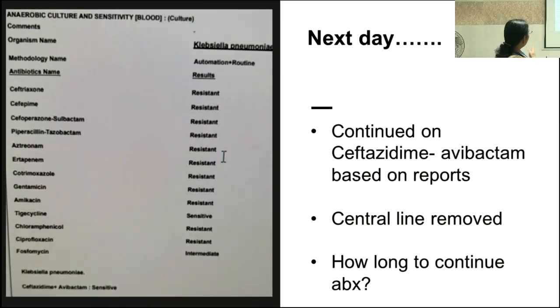So then next day, when you have the report which says that it is CR Klebsiella, sensitive to ceftazidime-avibactam, we stopped the add-on agents like aztreonam and polymyxin and continued on ceftazidime-avibactam. Okay, the central line was thought to be the source in this patient because the central line flagged much earlier, 2 hours earlier than the peripheral line. So the central line was removed. So all that is done.